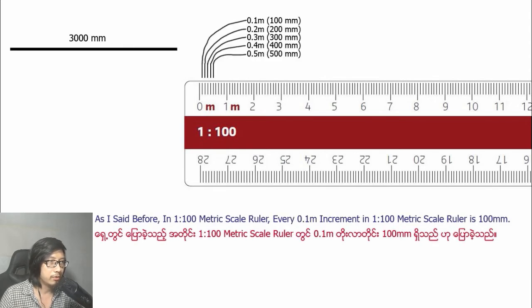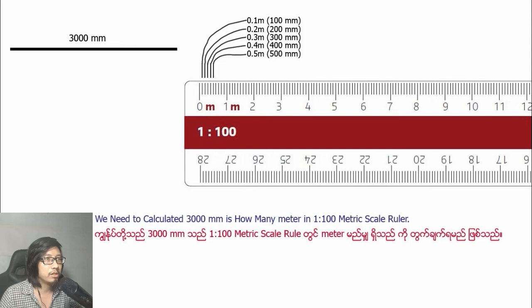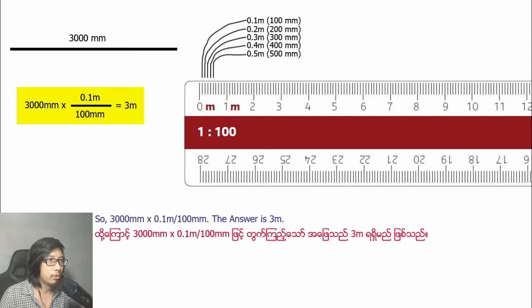As I said before, in the 1 to 100 metric scale ruler, every 0.1 meter increment is 100 millimeter. We need to calculate how many meter 3000 millimeter is on the 1 to 100 metric scale ruler. So 3000 millimeter times 0.1 meter divided by 100 millimeter. The answer is 3 meter.